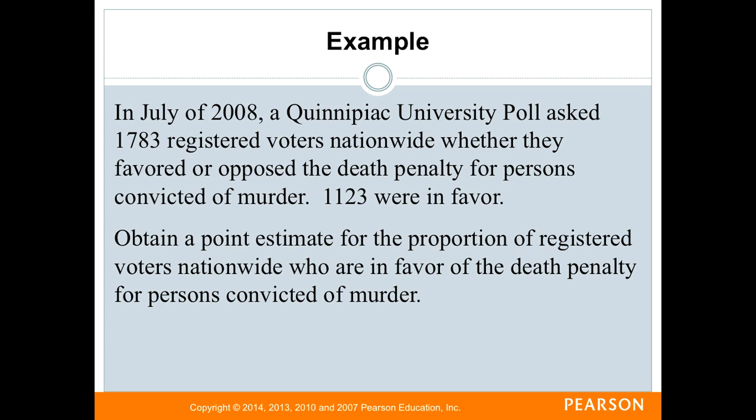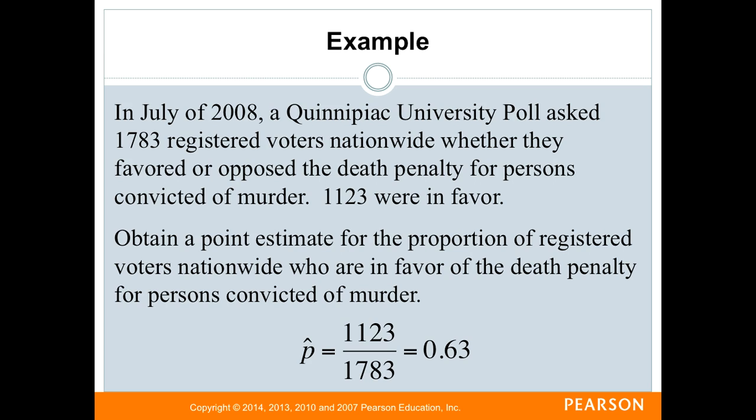So let's look at this example here. A July 2008 university poll asked 1,783 registered voters nationwide whether they favored or opposed the death penalty for persons convicted of murder. And 1,123 out of the 1,783 were in favor. So the first thing we want to do is obtain a point estimate for the proportion of registered voters nationwide who are in favor of the death penalty for persons convicted of murder.